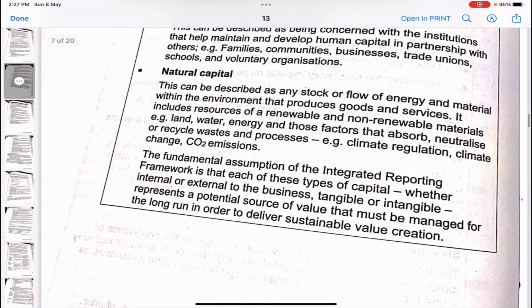And now we have natural capital. So, this is the last capital. This can be described as any stock or flow of energy and material within the environment that produces goods and services. It includes resources of renewable and non-renewable materials. The fundamental assumption of the integrated reporting framework is that each of these types of capital, whether internal, external, tangible, intangible, represents a potential source of value that must be managed for the long run in order to deliver sustainable value creation. So, natural capital is just anything which we take from the environment, right? Energy or anything which we take from the environment around us.